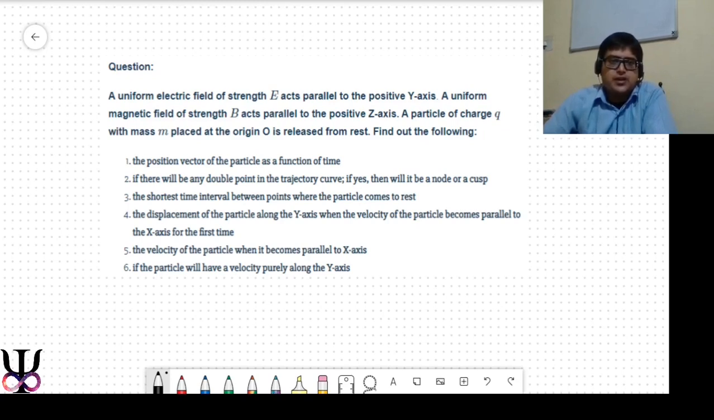Let's first read the question out. It says, a uniform electric field of strength E acts parallel to the positive y-axis. A uniform magnetic field of strength B acts parallel to the positive z-axis. A particle of charge q with mass m placed at the origin O is released from rest. Then find out the following. What are the things that we are going to find out? Let's just read the first part.